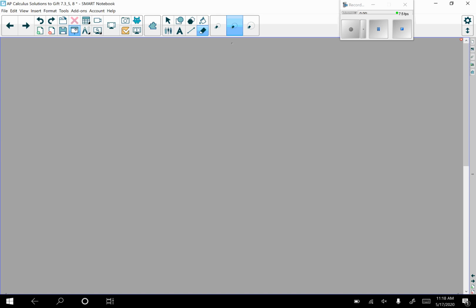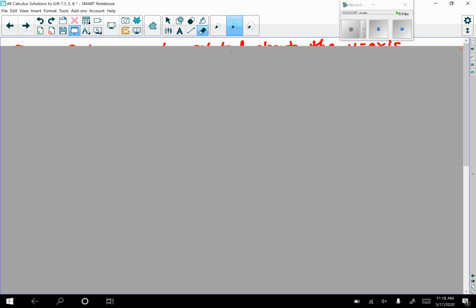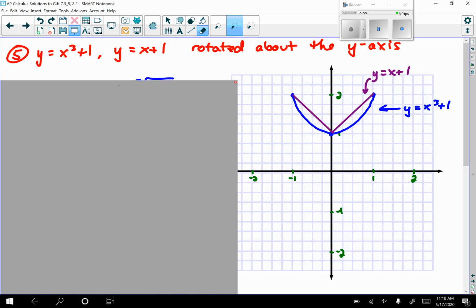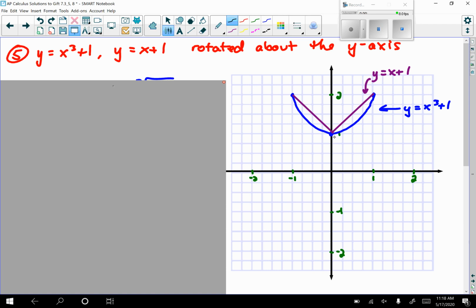All right, for number 5, we had to go back to the two curves from number 4. From section 7.3, we wanted to find the volume generated by rotating the region described in exercise 4 above about the y-axis. So we're switching how we're rotating it. First of all, our graph looks like this. Again, we have the curve x cubed plus 1, and then our line x plus 1. But now we're revolving it about the y-axis.